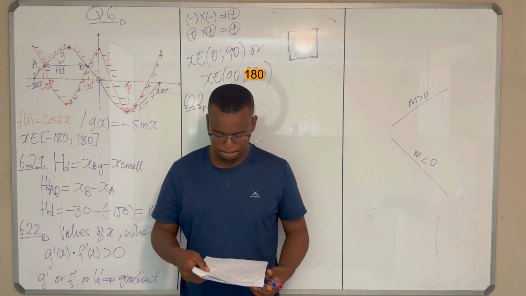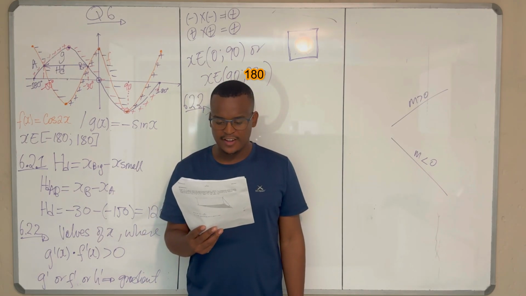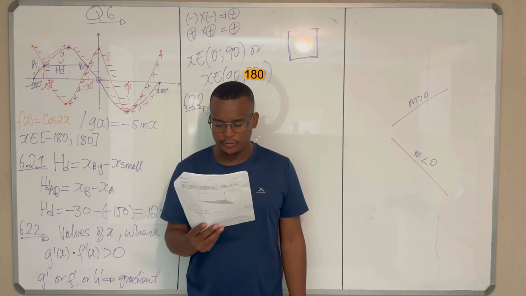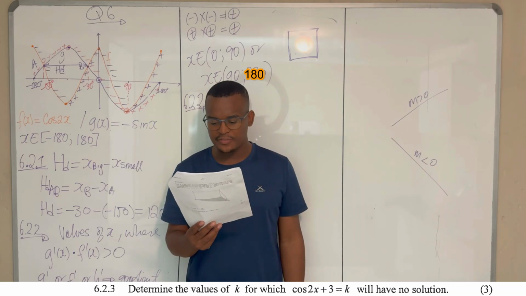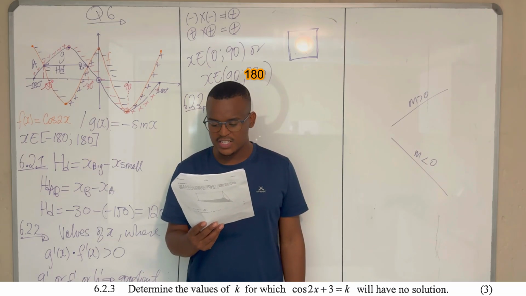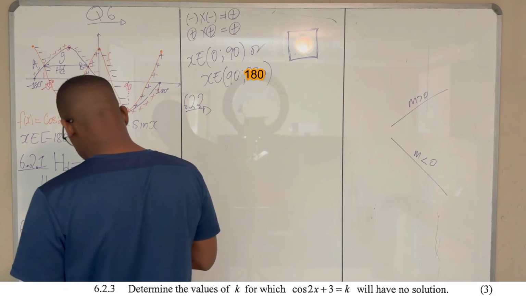What do we do? They are saying now, use the graph above to determine for which values of x, or we're done with this. So at 6.2.3, they are saying, determine the values of k for which this thing has no solution. Okay, so you are given this thing here.